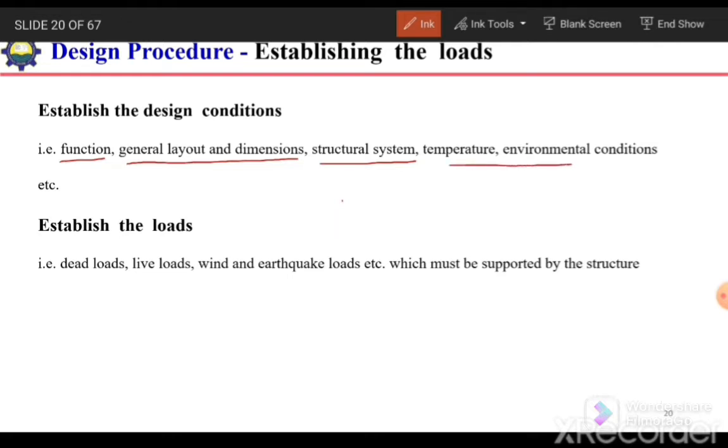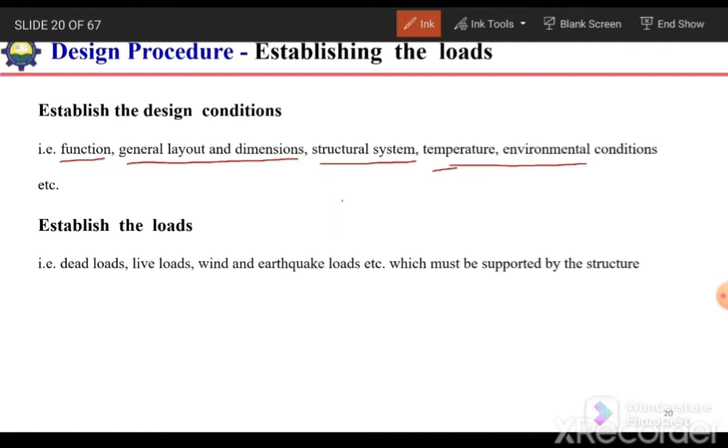Then temperature and environmental conditions. So we need to consider the variation in temperature as well as the environmental condition, because the temperature variation will affect the stresses or the loads. So environmental condition will help to decide about the construction material, whether it should be a concrete, steel, composite. If, for example, the environment has air as well as moisture, in that case we will avoid steel structures. For example, in case of marine structure, we will avoid steel.